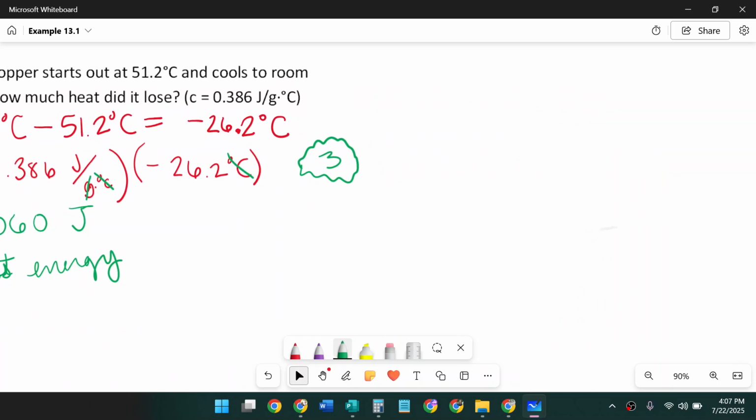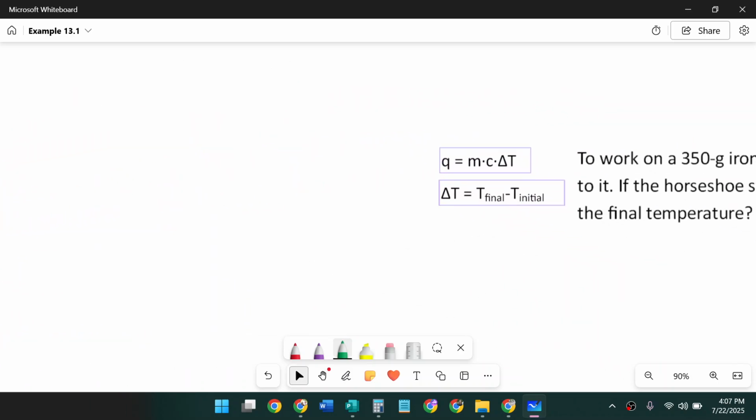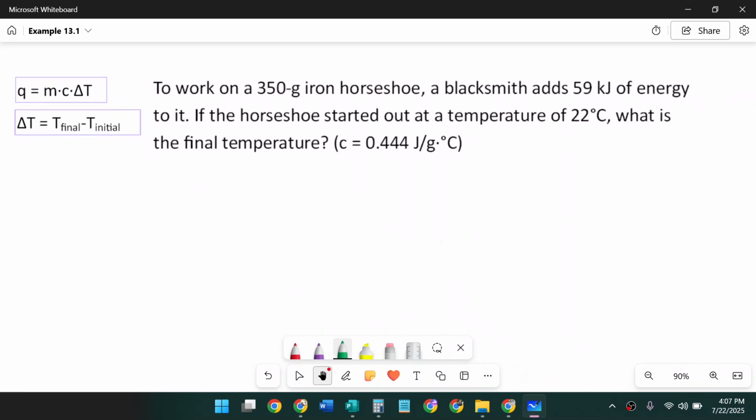Okay, so let's look at the second one. There it is. All right, so this one, we can use our same 2 equations, but let's look and see what information we have first. To work on a 350-gram iron horseshoe, a blacksmith adds 59 kilojoules of energy to it. If the horseshoe started out at a temperature of 22 degrees Celsius, what is the final temperature?